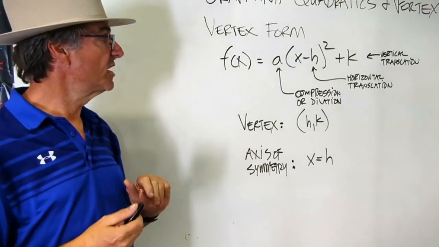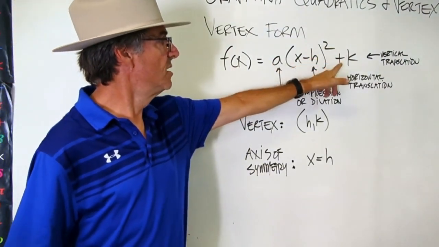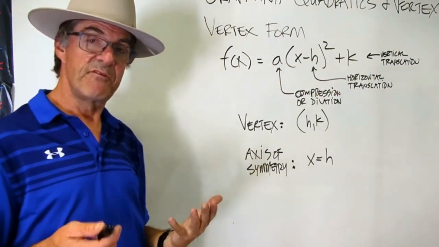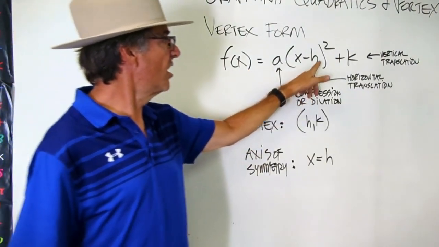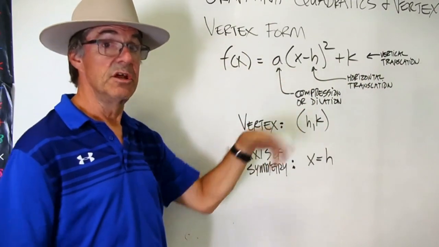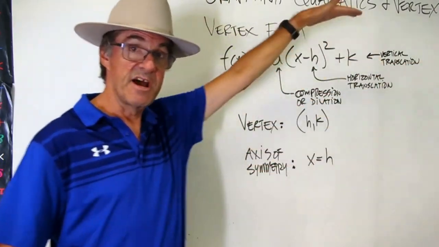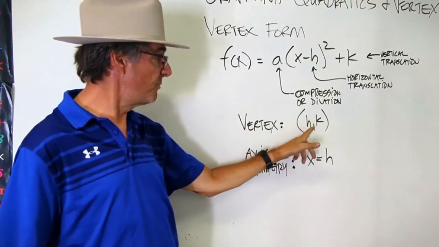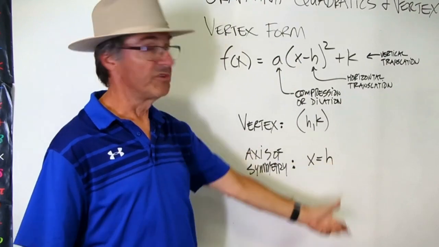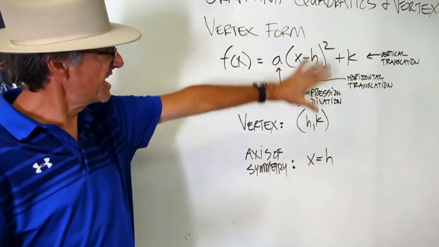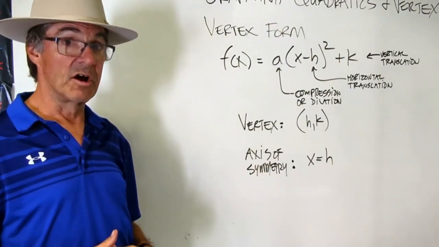Okay, so let's take a look at it. It's f of x equals a times x minus h squared plus k. And we looked at this before. Our a factor is a compression or a dilation. Our h is our horizontal translation, moves the vertex, and our k is a vertical translation, up or down. Our vertex is given by (h, k), and our axis of symmetry is x equals h. So this is going to give us almost everything we need to make a graph of our parabola.